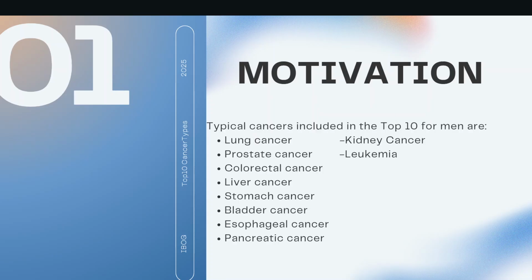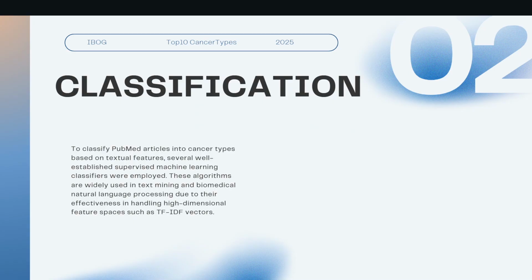So the cancers included in the top 10 cancer types for men are lung cancer, prostate cancer, colorectal cancer, liver cancer, stomach cancer, bladder cancer, esophageal cancer, pancreatic cancer, kidney cancer, and last of all, leukemia.